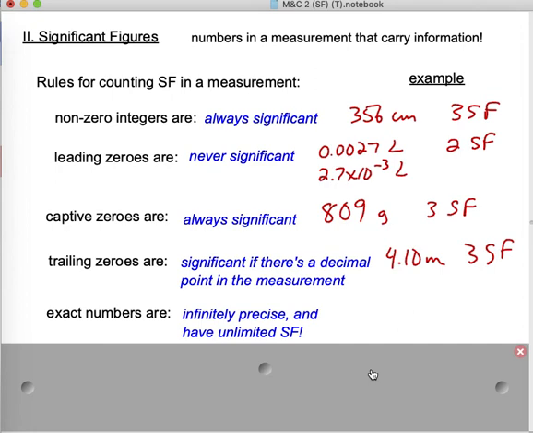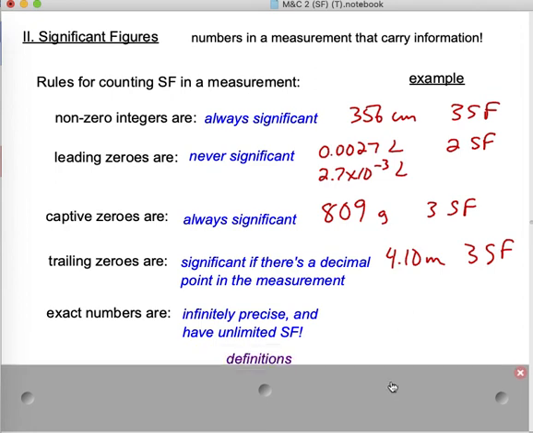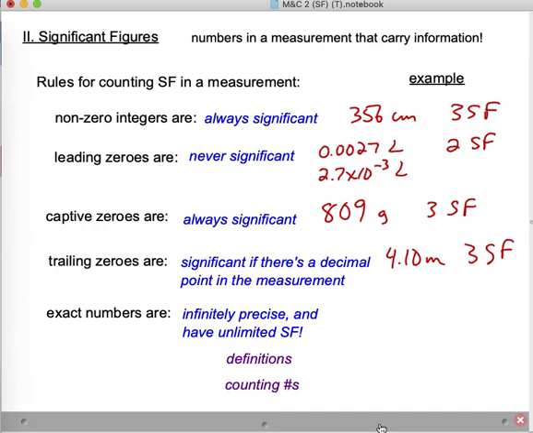Finally, exact numbers are infinitely precise and have unlimited significant figures. What are exact numbers? Definitions and counting numbers. So for example, 12 inches per foot. How do we know there are 12 inches in a foot? We define it as such. Therefore, that number has unlimited precision.